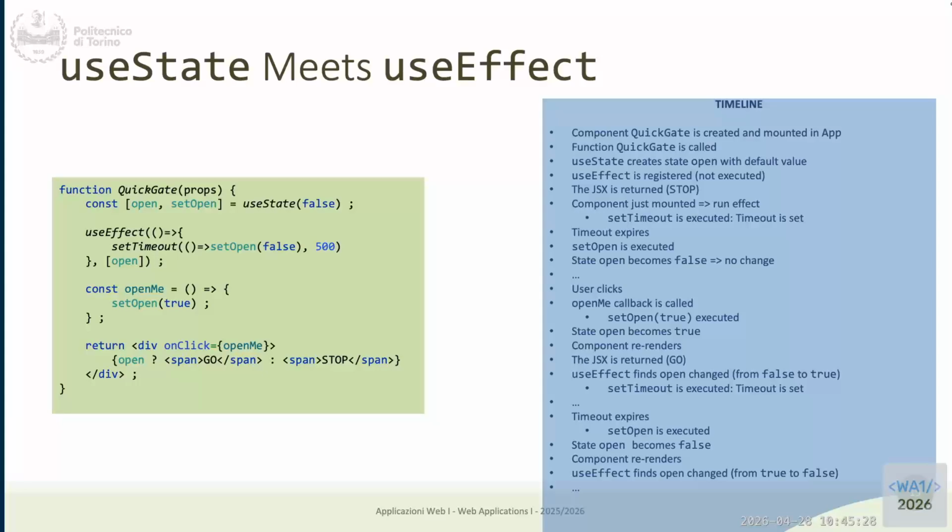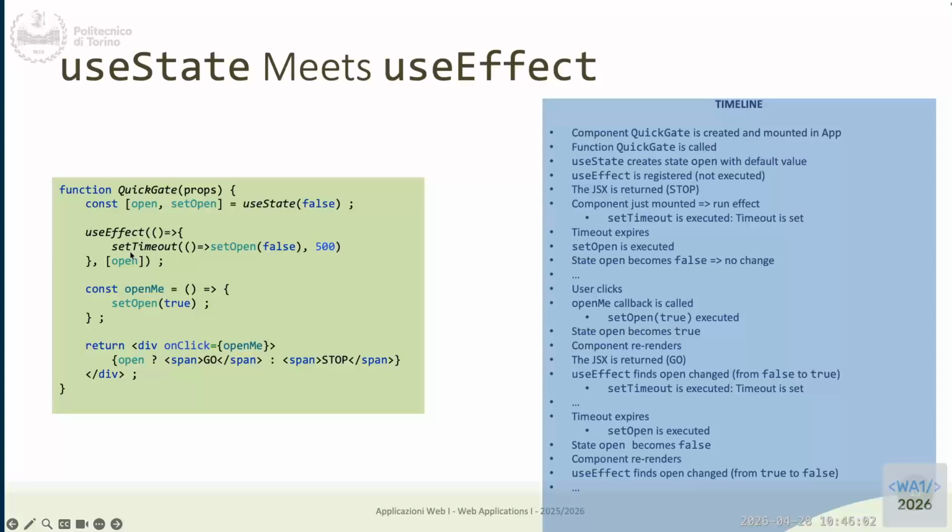That's normal, nothing new. So I click on the button, openMe makes a set open true, and will schedule a change of the state variable open. This will trigger a render of the component, and the body of the component will now show go instead of stop. So we open the gate. At the same time, the change in open triggers the execution of the effect callback.